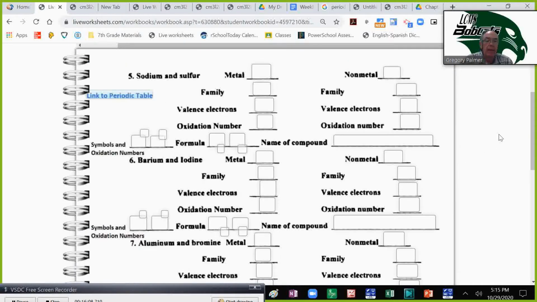Okay, welcome back. Today we're going to be reviewing page 8 and then page 51 in the notes. So I put a link in here to the periodic table so you can find things. And we're going to be doing the same thing we've been doing. We're going to find sodium and sulfur on the periodic table.